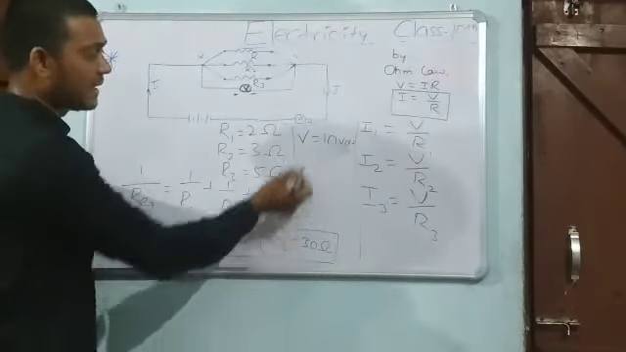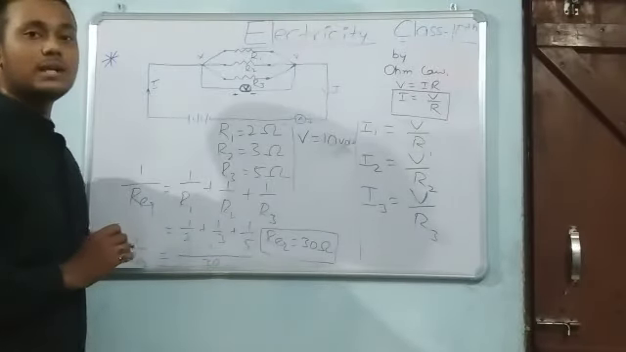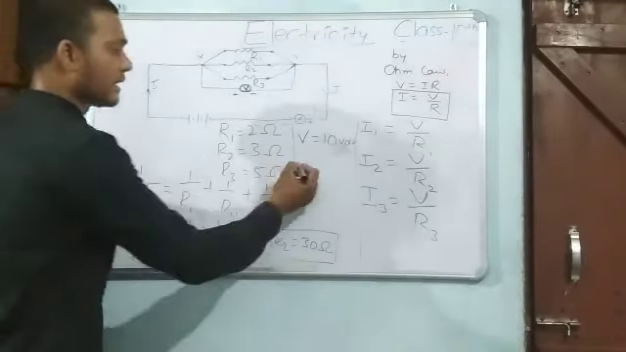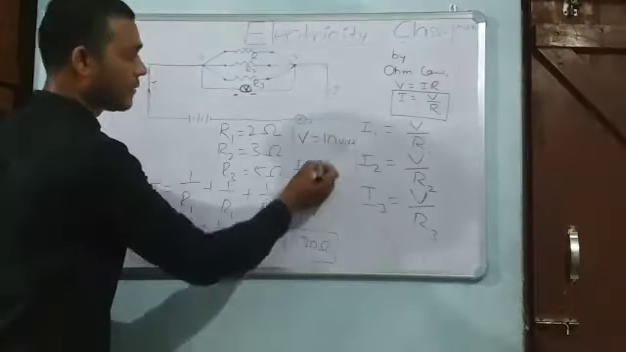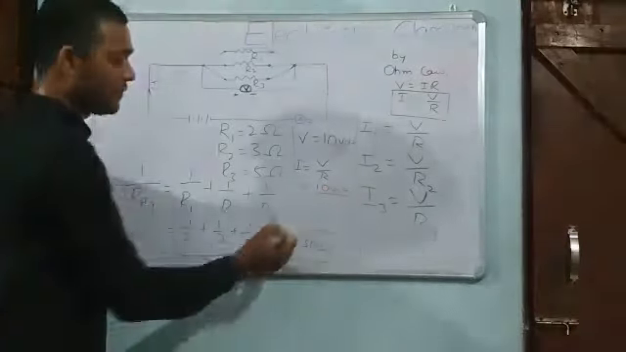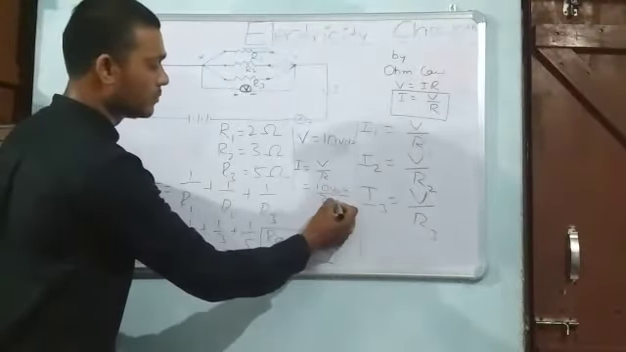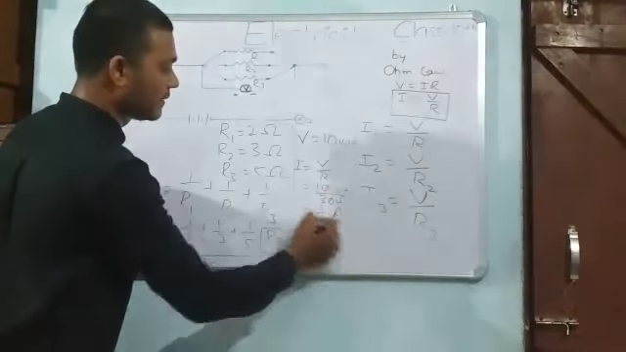So we have R and we have V also. Now the question asks you to find the current. So I equals V upon R, V equals 10 volt, and R equivalent is 30 ohm. So 1 upon 3 ampere is the current.